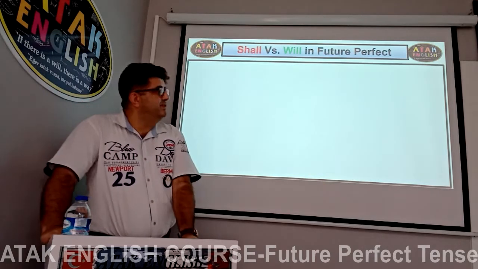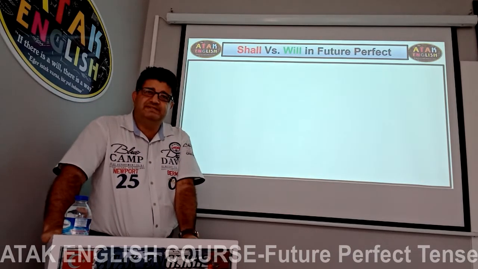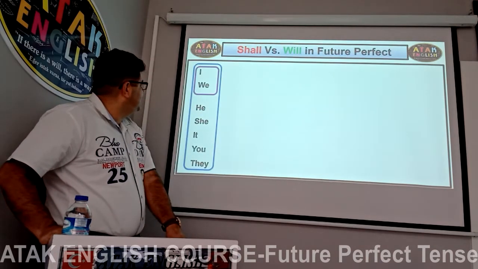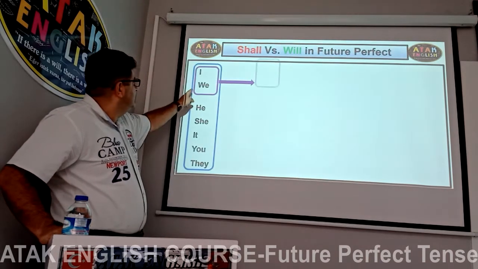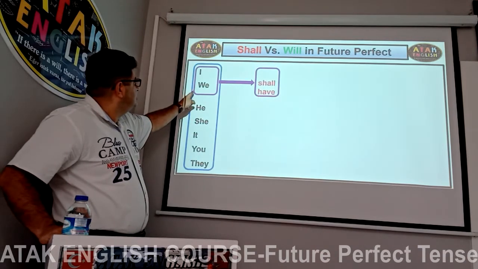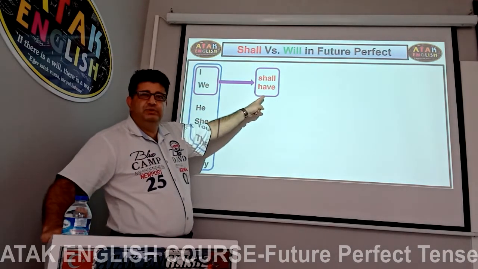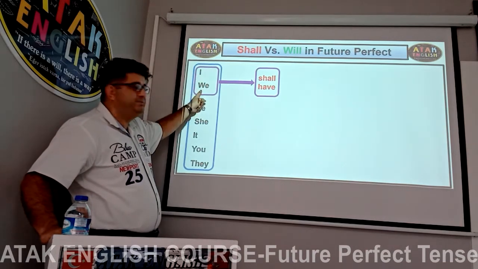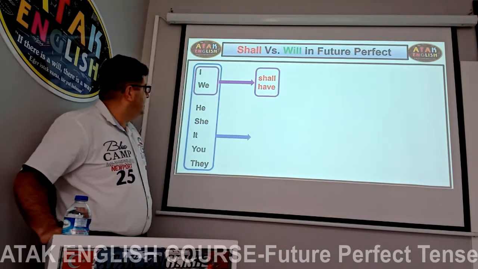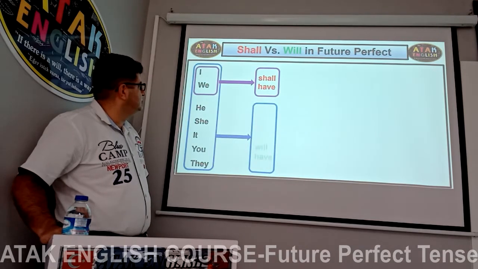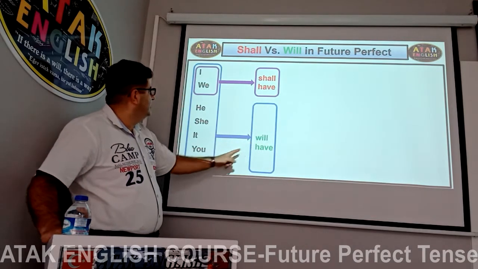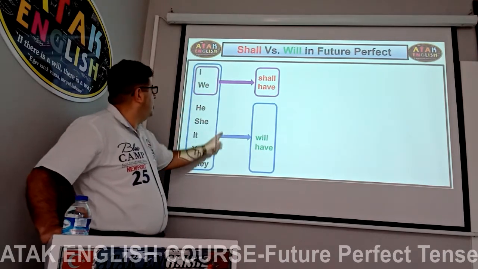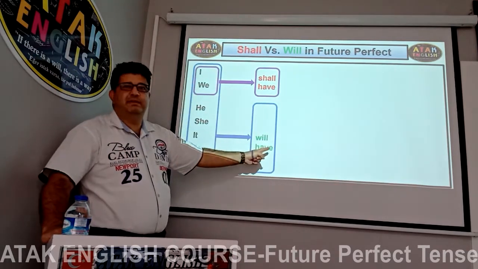Shall versus will in future perfect. Let's have a look at it. Here comes our subjective pronouns. And shall have I can use with first person singular I and first person plural we. And I can use will have for, as you can see, the outer line, for all subjects.